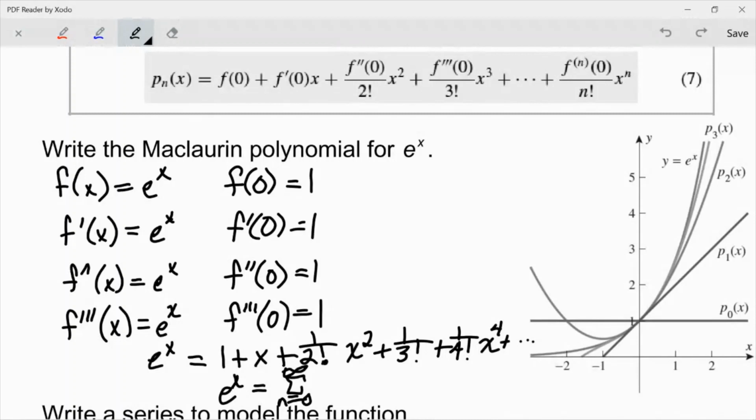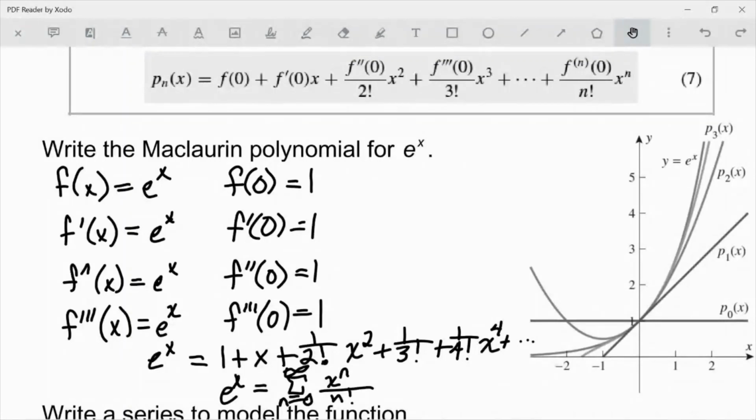And then from there, I want to think about, okay, what is actually the pattern here? Well, look at the x's. They're just increasing by a degree of 1 every time. So I know it's x to the n. And then in the denominator, remember 0 factorial is 1. So I had a 0 factorial, I have a 1 factorial, I have a 2 factorial, 3 factorial, and so on. So this is just n factorial. So that would be my series that represents e to the x.